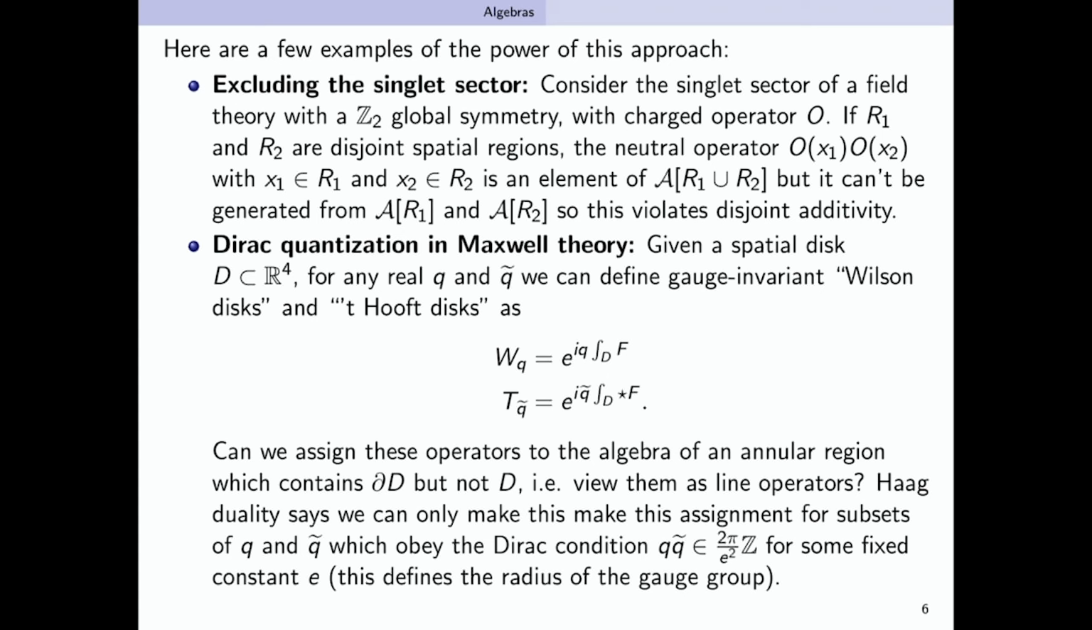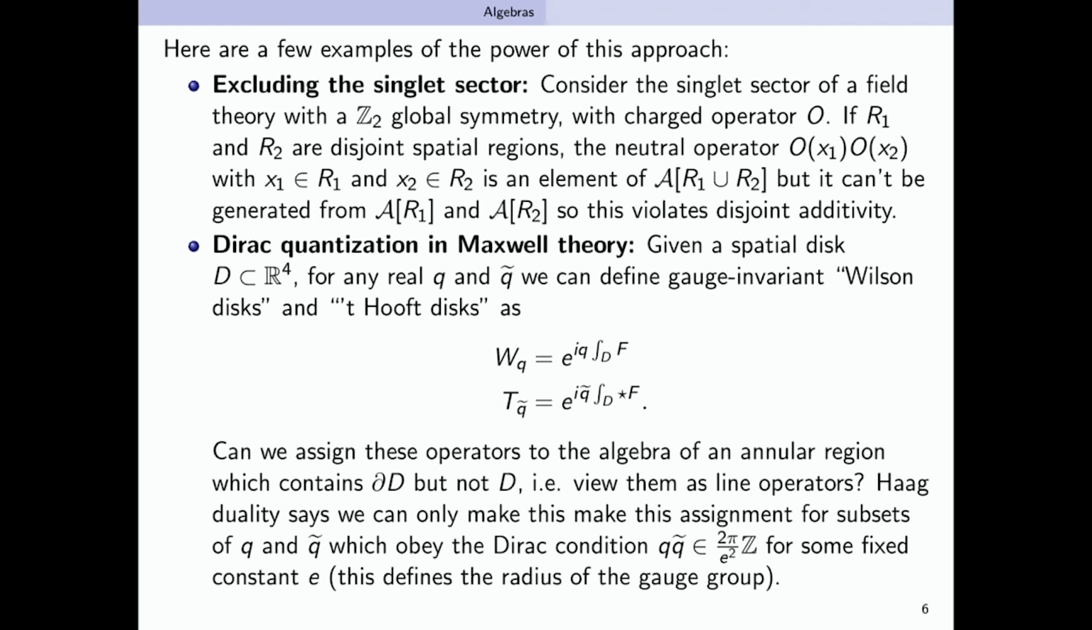In particular, if I have an annulus like this and an annulus like that, and they're linking with each other in space, those are space-like separated regions, and so by Haag duality, the operators in them have to commute. Imposing that says that you can only make this assignment if q times q tilde is 2 pi over e squared times an integer for some fixed constant e, which is Dirac quantization, and this constant e sets the radius of the gauge group. So by specifying the algebra in this annular region, you have identified the global structure of the gauge group and also derived Dirac quantization, which I think, again, would be very challenging to get from local operators in the plane.